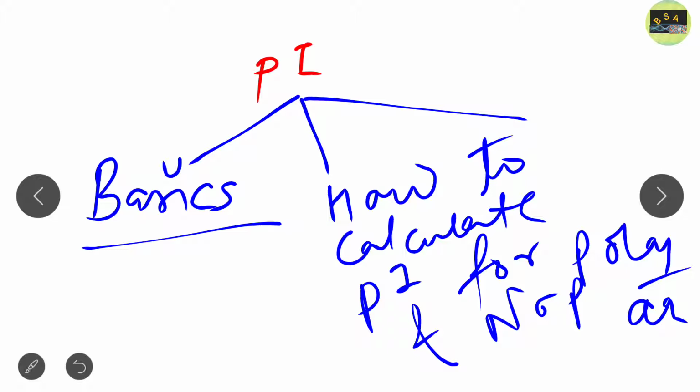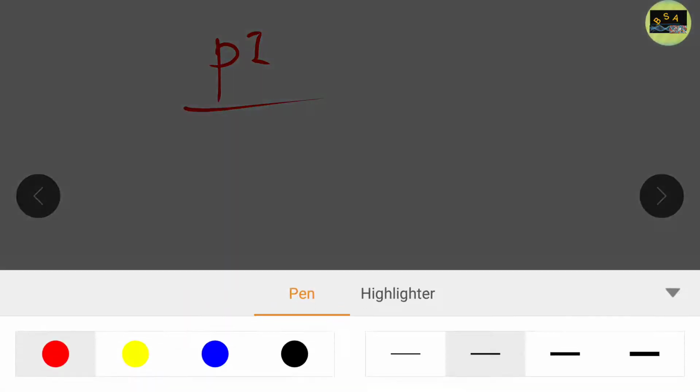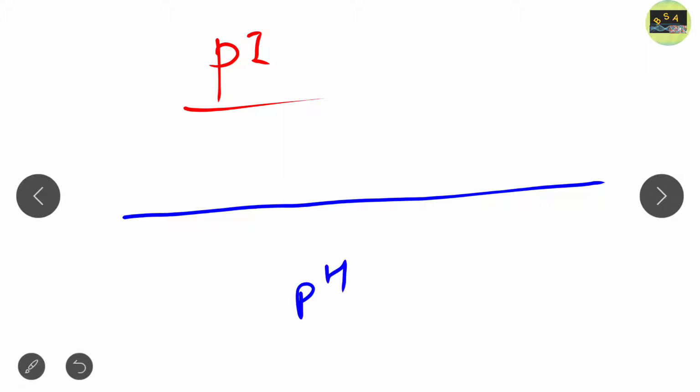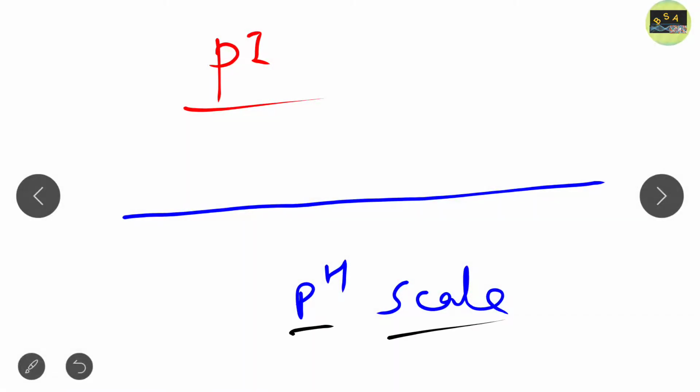Okay, so let's start today's lecture, that is basics of isoelectric point. First of all we should know what actually the isoelectric point is. Let's understand with the help of a pH scale. Suppose this is a pH scale. If we see the pH scale, this is pH 1 to pH 14.